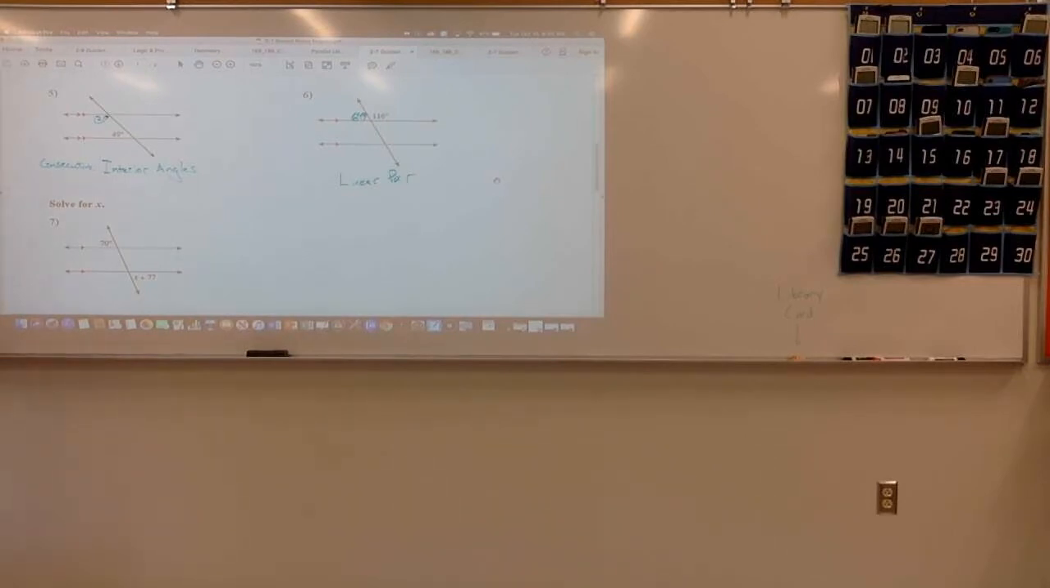So the rest of the sheet is going to be setting up and solving equations using these ideas. In these diagrams, we really only have two options: either we're adding the two angles together and setting them equal to 180, or we're setting them equal to each other. We're just using these relationships here.